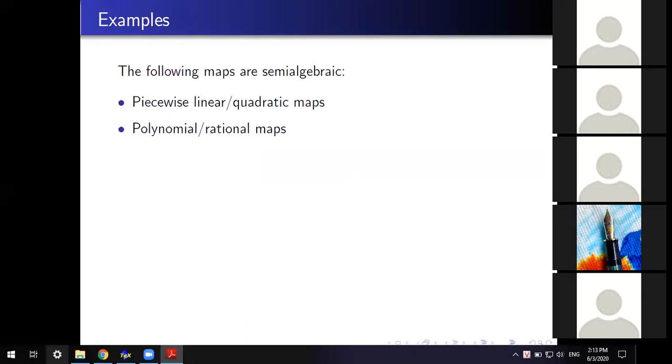For example, by definition, we can see that the following maps are semi-algebraic: piecewise linear or piecewise quadratic maps. Of course, polynomial or rational maps are semi-algebraic maps. So you can check. Okay.